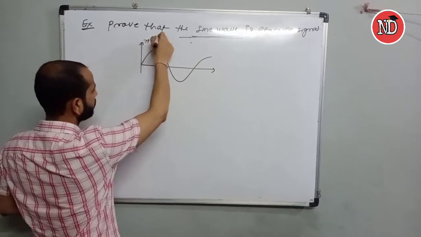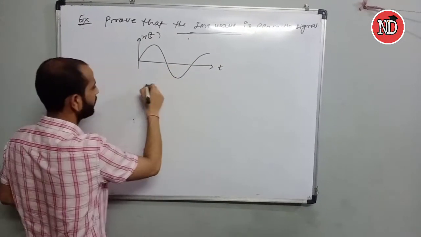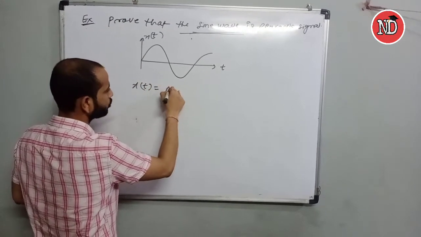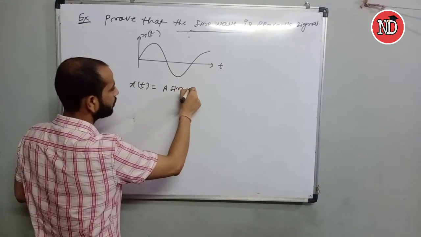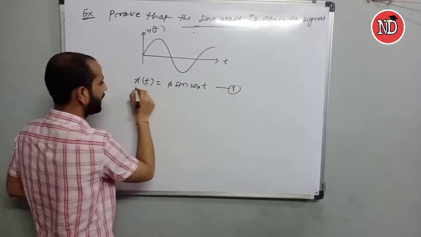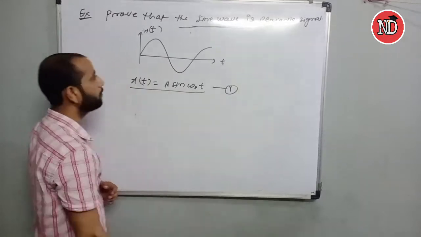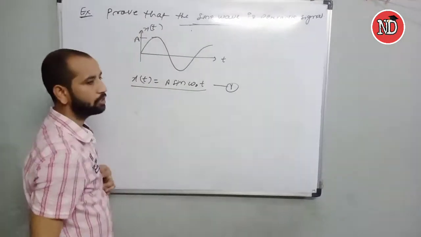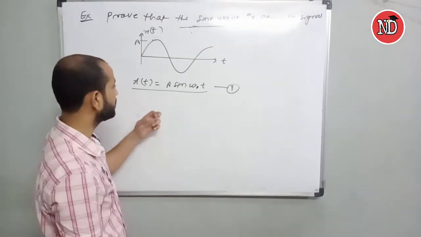x of t, and it is given by x of t is equals to A sine omega 0 t. This is the mathematical expression of sine wave. Amplitude of this wave is A. So how to check the periodicity of this signal?